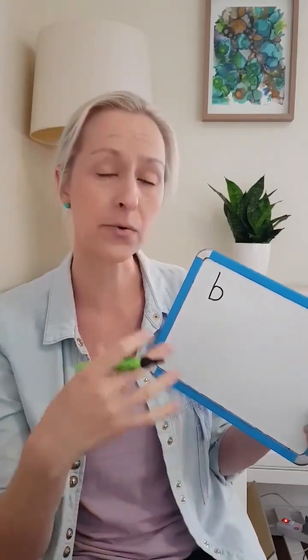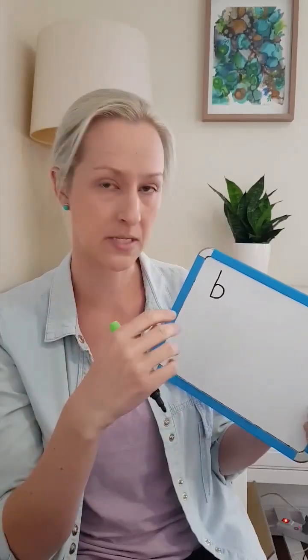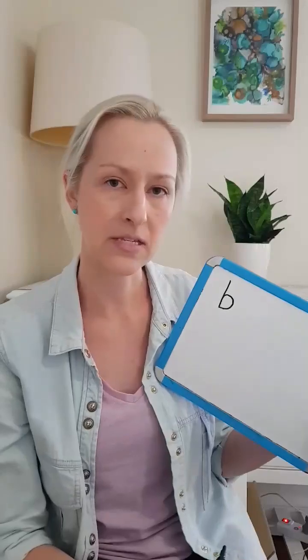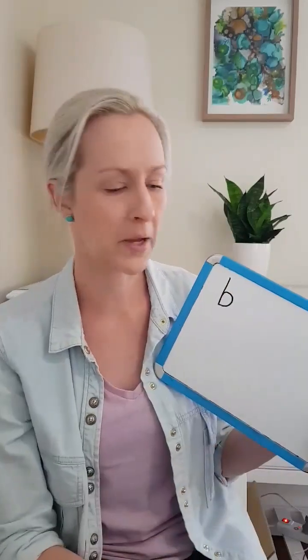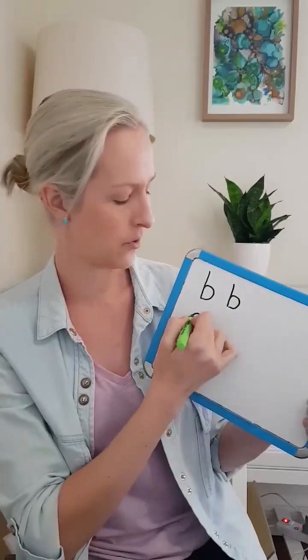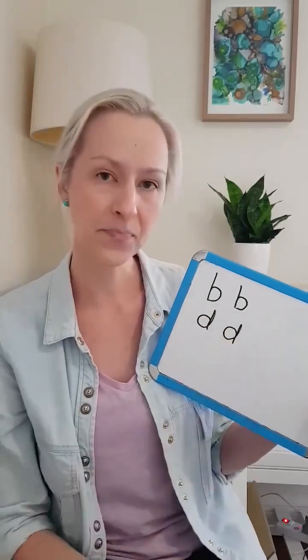So they're mapping, it's called orthographic mapping or orthographic processing, where they're mapping the sound they say with the symbol or the letter that they see on the page or the letter that they're forming. So every time we say the sound as we write it, B, and likewise for D and D.